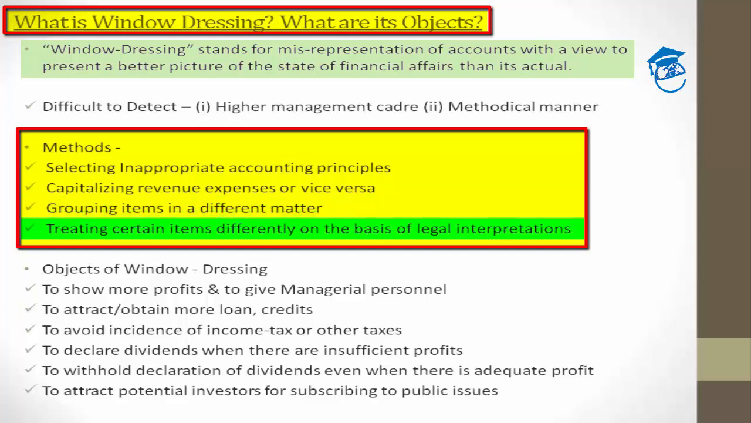Number four, treating certain expenses and items differently on the basis of legal interpretation. Again, that is something method based. These are some of the examples that I made you understand over here.